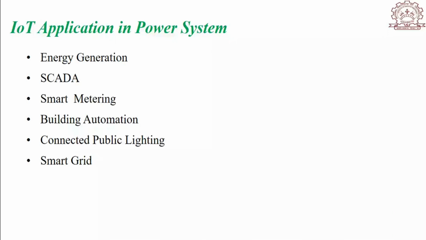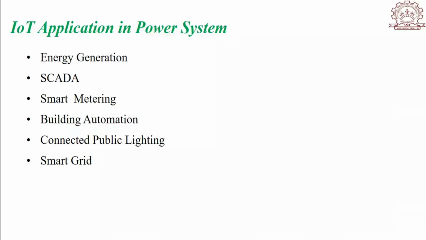Many news reports have come of fire being detected. So we need to monitor the temperature level of the machine all the time, so that we can reduce this kind of fault. So energy generation and its monitoring, SCADA, smart metering, building automation, connected public lighting, and smart grid: in these areas of power system, IoT can be implemented.